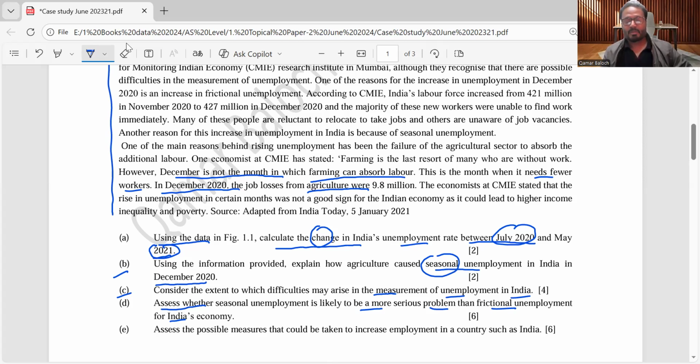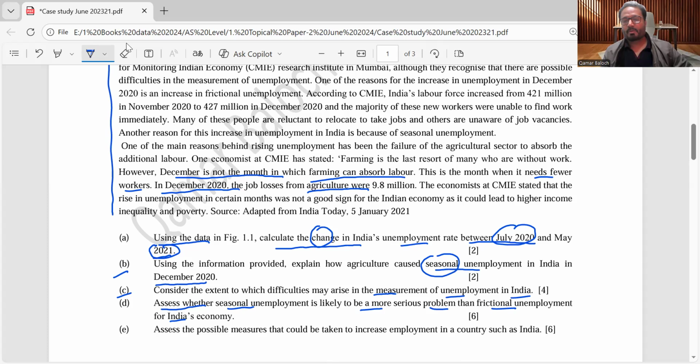At the end, you will have to give a comprehensive conclusion as well. Okay, so first you have to explain what seasonal unemployment is. Like we see here, December is not a good month for agriculture, so it is a bad season for India, so seasonal unemployment is caused. Seasonal unemployment is caused by changes in season when demand for a certain industry falls. For example, the agriculture sector.